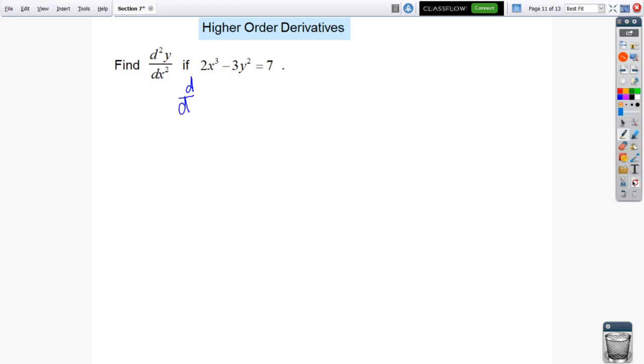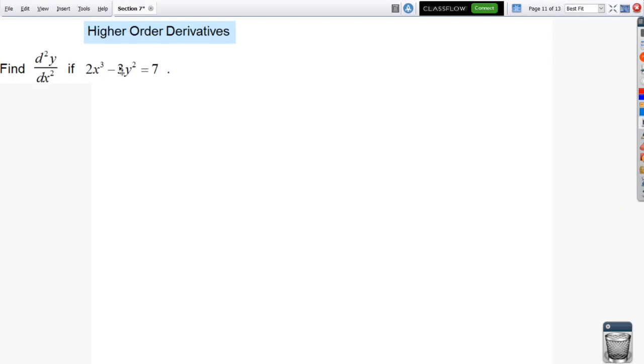You know what? I don't like putting it way over there. Let's slide over a little bit so that we have some more room to do this whole problem. So we're going to need a little bit of room.